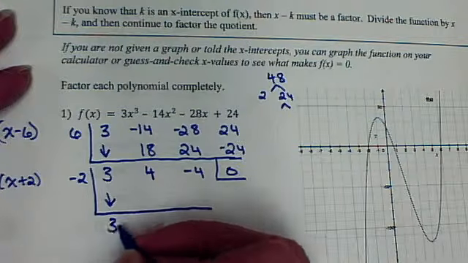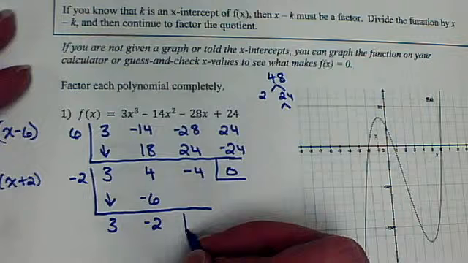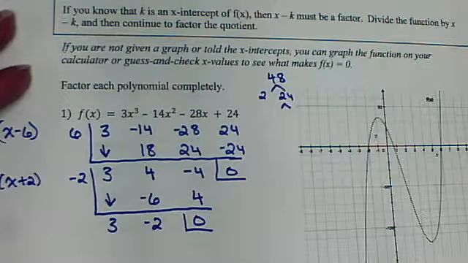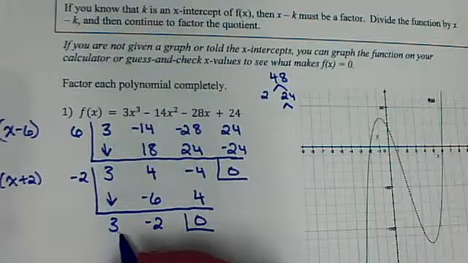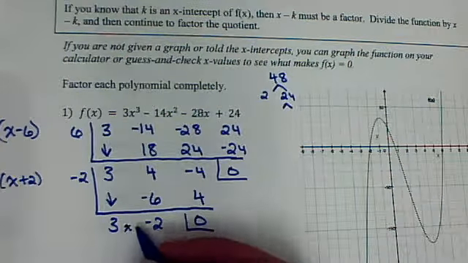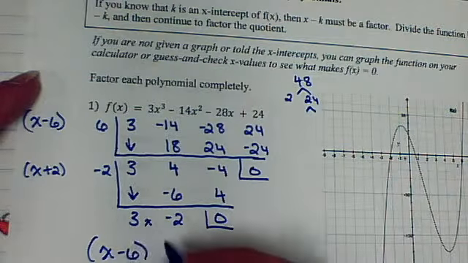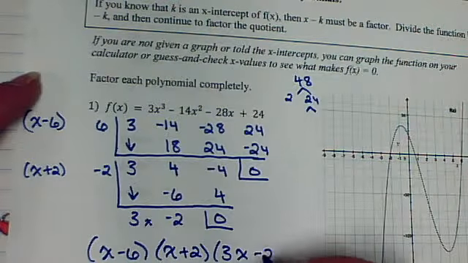Let's bring down the first term. 3 times negative 2 is negative 6. It's going to give me a negative 2. Negative 2 times negative 2 is 4. Remainder of 0. And now I'm left with something pretty easy. That's going to be 3x minus 2. So fully factored, this is x minus 6 times x plus 2 times 3x minus 2.